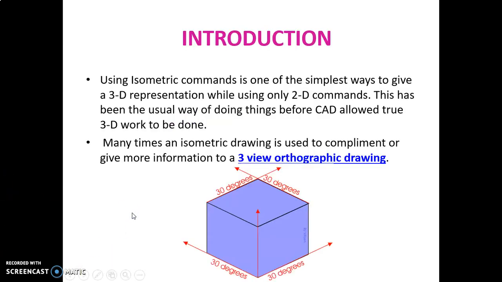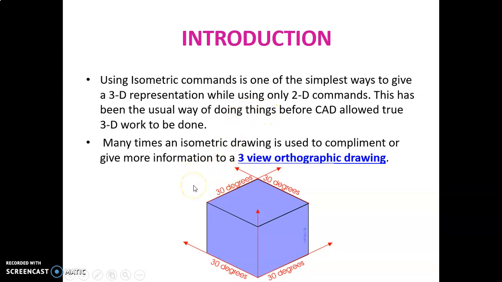So now we move to the next topic, which is isometric drawing. Isometric drawing, which is also called isometric projection, is a method of graphic representation of three-dimensional objects. Using isometric commands is the simplest way to give a 3D representation. Before this, we only used 2D commands.